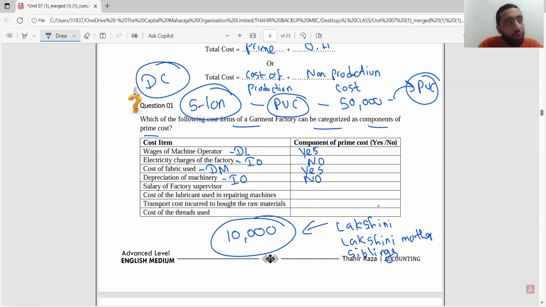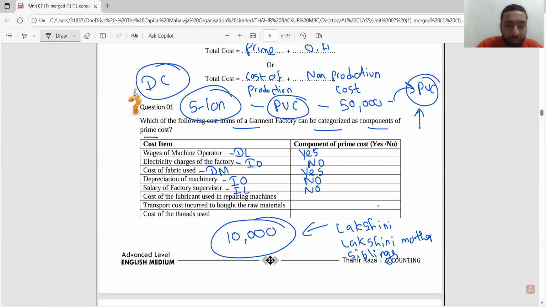Salary of factory supervisor. Yes, we all know it is no. Why? The supervisor supervises the whole factory. So can we say how much supervisor cost went into one pipe? No. So this is what? Indirect labor. Cost of lubricants used in repairing machines.